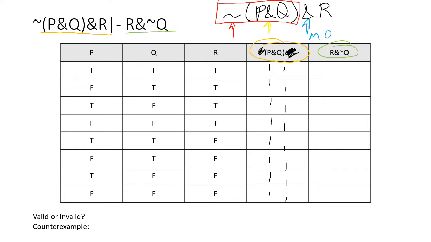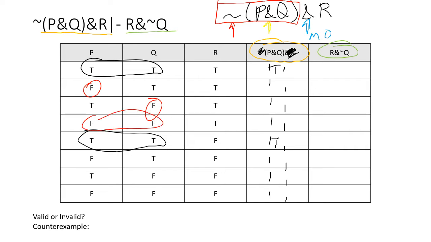So the P and Q is going to be true wherever both of them are true, and that's going to be here in rows 1 and 5. Everywhere else, at least one of them is false. Remember, for an ampersand, it's false anywhere at least one of the sides is false. So the rest of those are going to be false.